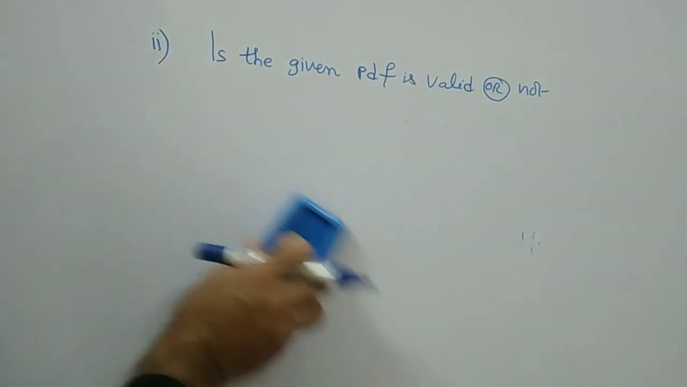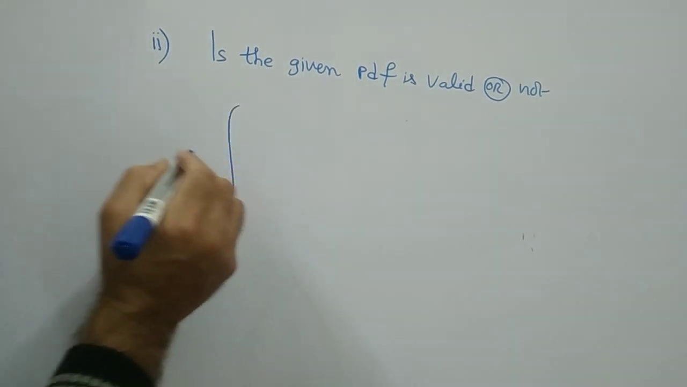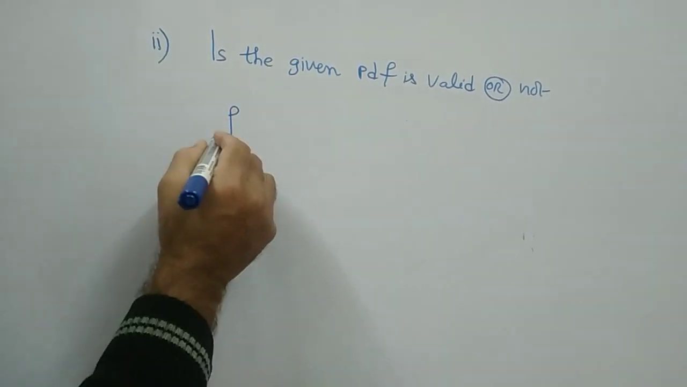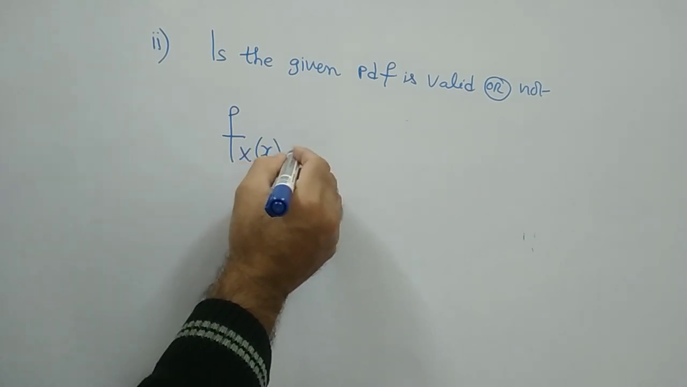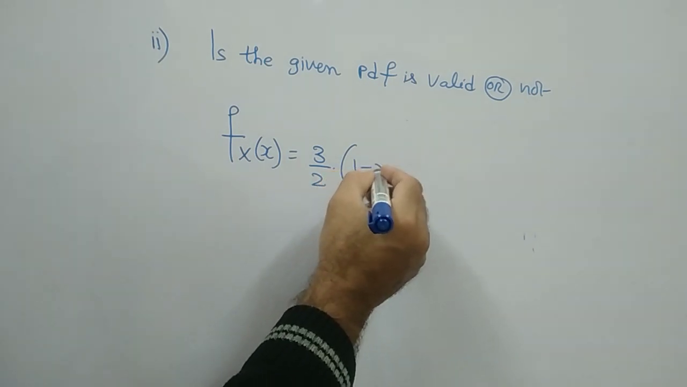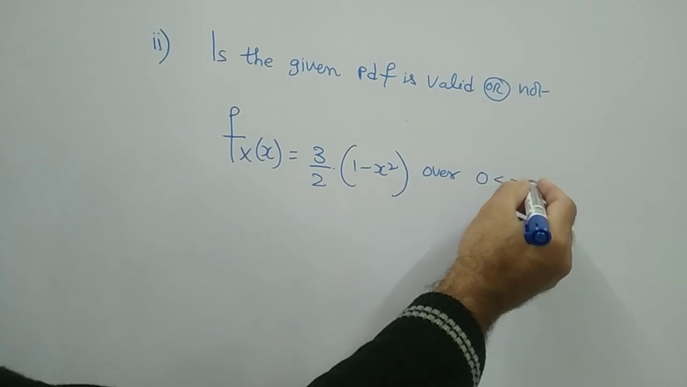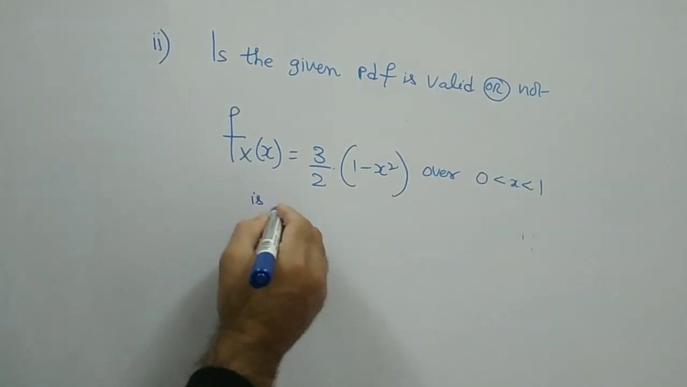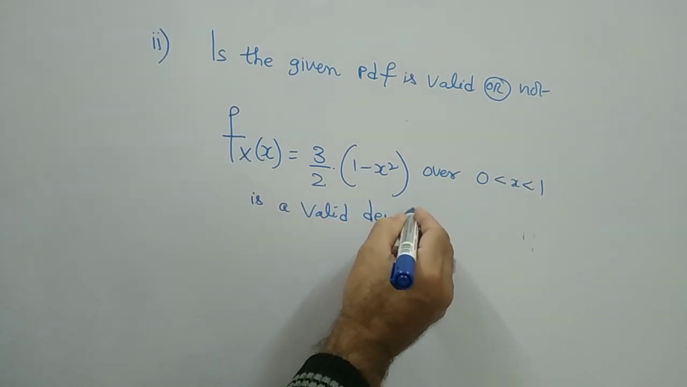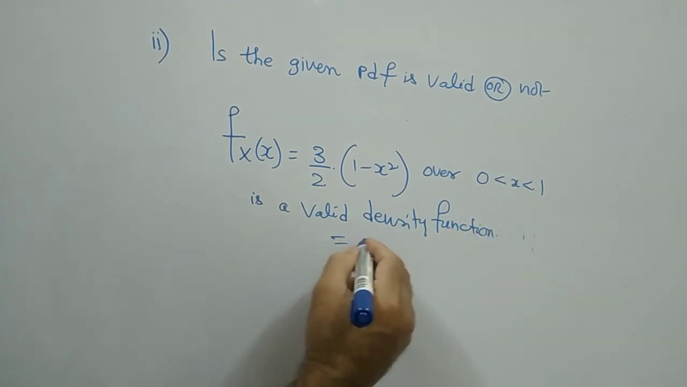Likewise, we have to calculate. Clear? Therefore, the given density function, that is f X of x, substitute that k value, it is 3 by 2 into 1 minus x square over 0 less than x less than 1, is a valid density function. Valid density function. This is the answer.